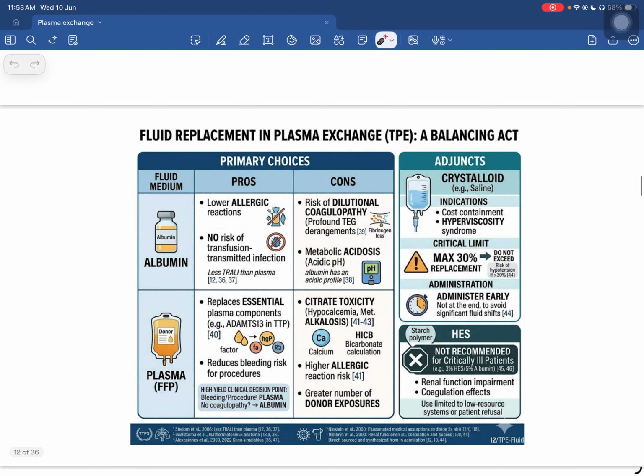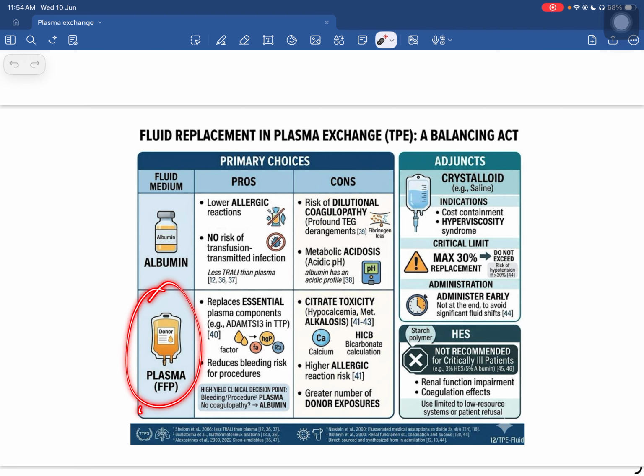So what do you use as a fluid replacement in plasma exchange? It is either albumin or plasma. The albumin that's used is 5% albumin. The pros associated with it are that it has a lower risk of allergies and no risk of any transfusion transmitted infections or any transfusion related complications. But the con is that there is a risk of dilutional coagulopathy because albumin is not replacing any of the coagulation factors that are being lost, and also there is a risk of metabolic acidosis because albumin is an acidic component.